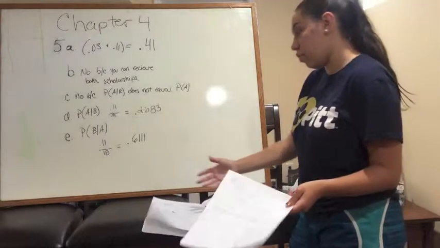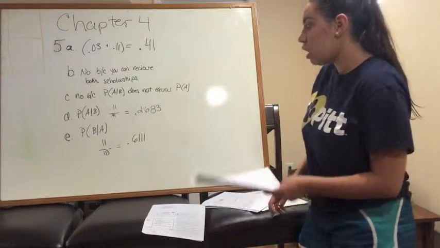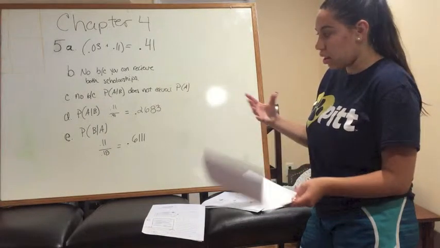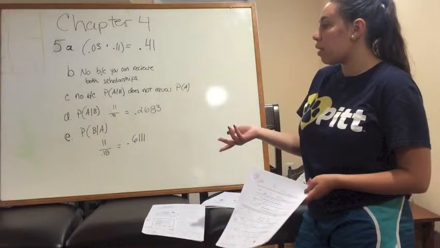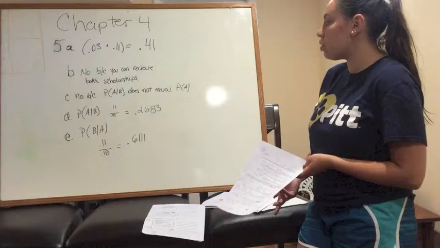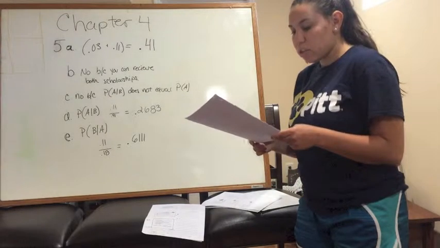Those are the formulas, which were given on a formula sheet, if you want to find the probability of A given B, or the probability of B given A. So we do 0.11 divided by 0.41, and that's 0.2683. So that would be the answer for part D.